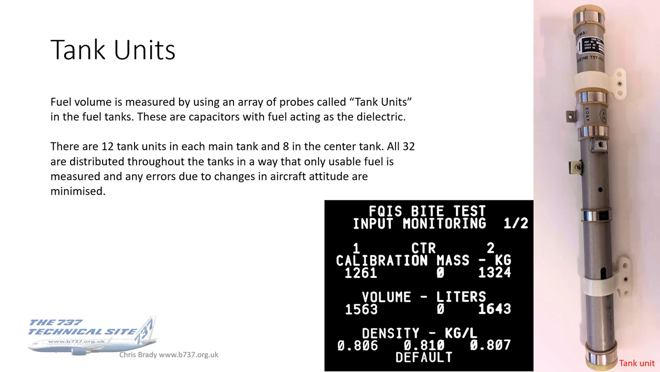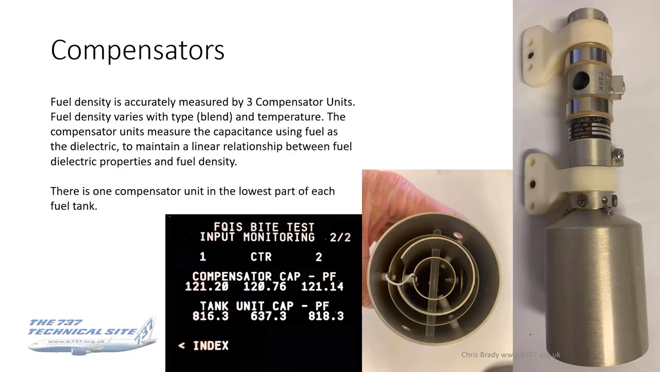The inset photo there is from a BITE test, and that shows the behind the scenes conversions that are going on between mass, density, and volume. But essentially, these measure volume, and to get the density, obviously you need the specific gravity, and that's done by these compensators. So you've got three of these, one in each tank, because you have to remember that fuel density not only varies with temperature, it also varies with the type, i.e. the blend of jet fuel. You know, not all jet fuel's the same, or the same quality.